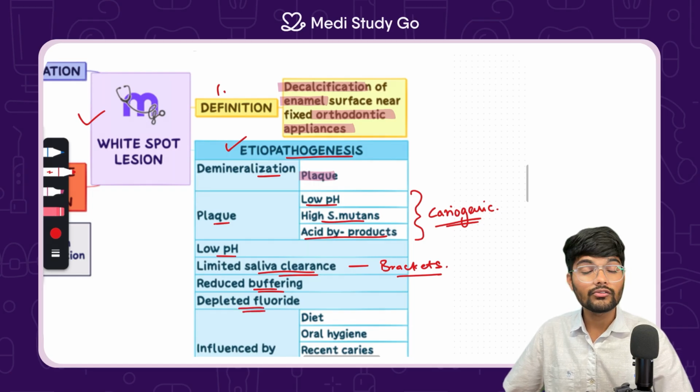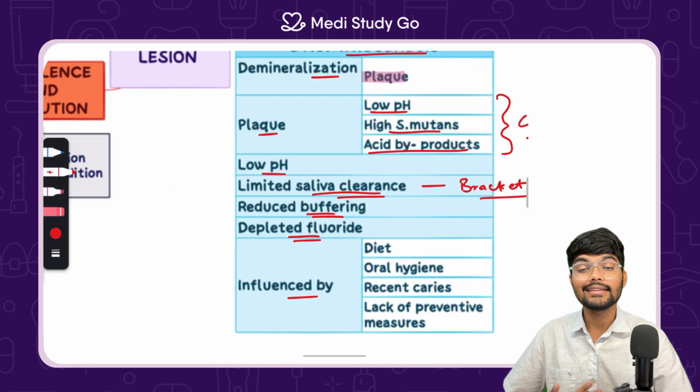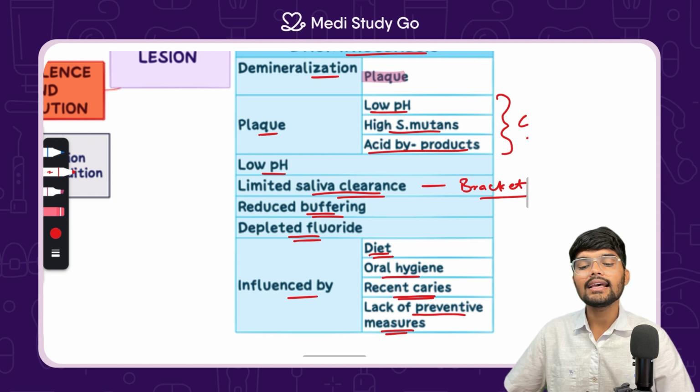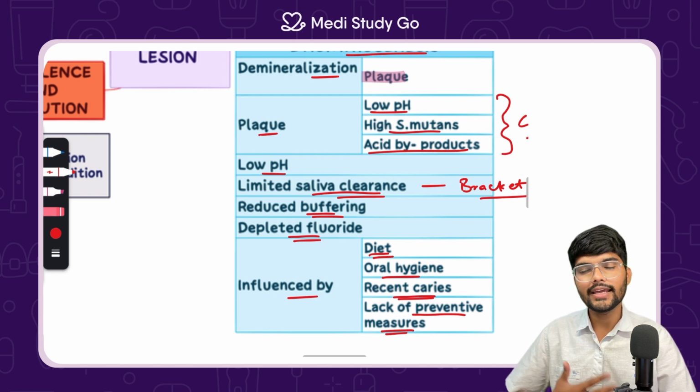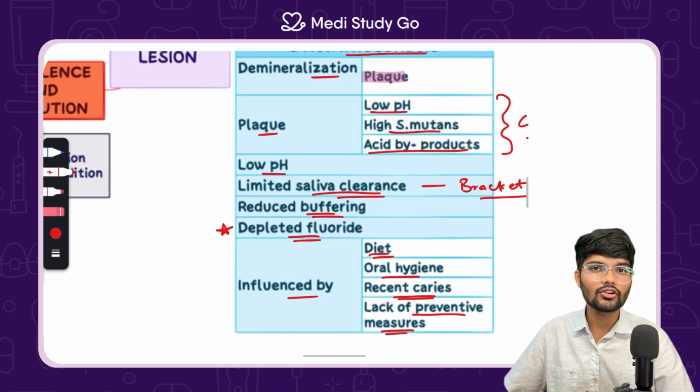Moving ahead, it is always influenced by the diet of the patient, oral hygiene, recent caries, and lack of preventive measures. So these are some of the points which play an important role in the etiology or the pathogenesis of white spot lesions for dental caries.